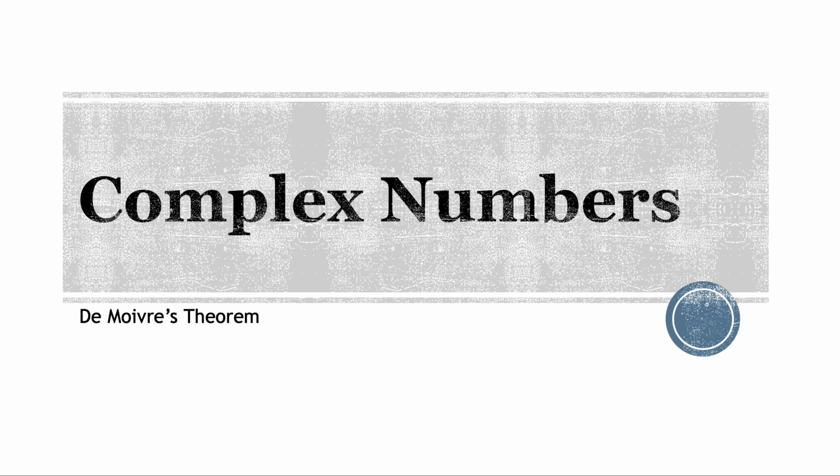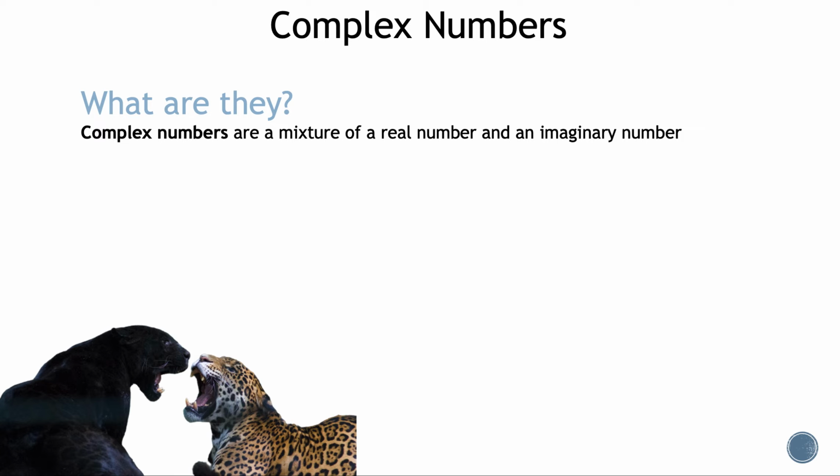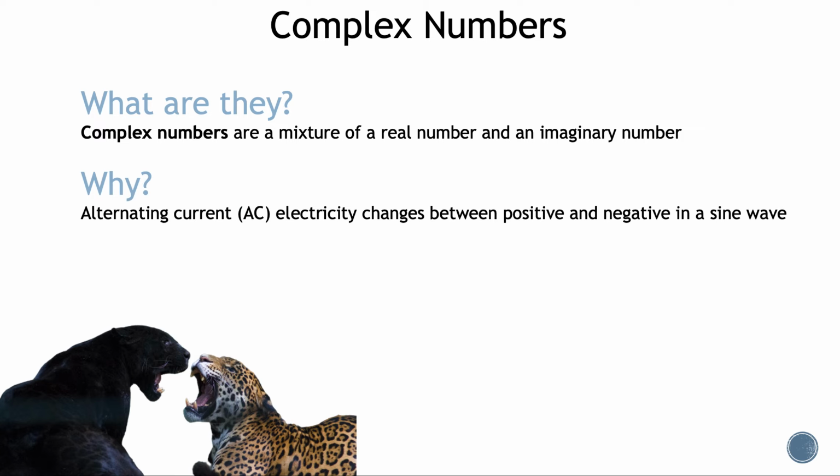Complex numbers, de Moivre's theorem. What are they? Complex numbers are a mixture of a real number and an imaginary number. Why? Alternating current, or AC electricity, changes between positive and negative in a sine wave.